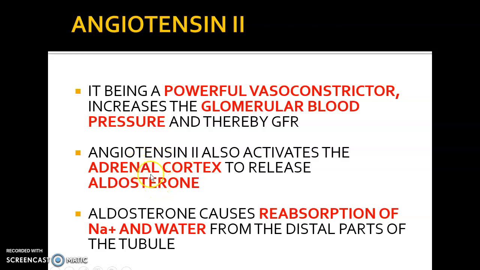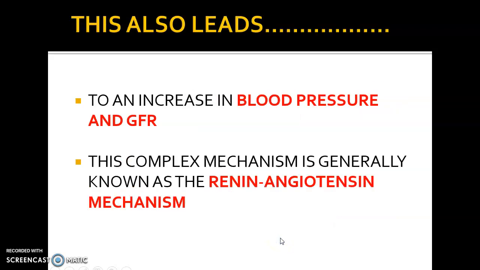So aldosterone is the hormone which is produced by the adrenal cortex. Aldosterone causes reabsorption of sodium and water from the distal parts of the tubule, because your body wants to conserve water, right? So what is going to happen? The aldosterone will cause reabsorption of sodium and water back into your system from the distal parts of the tubule. This also leads to an increase in blood pressure and GFR. This complex mechanism is generally known as the renin-angiotensin mechanism.